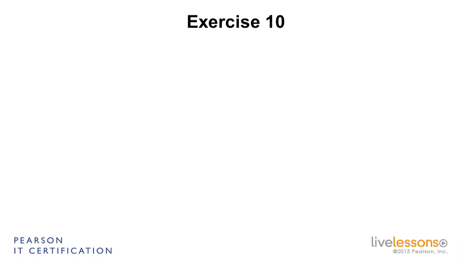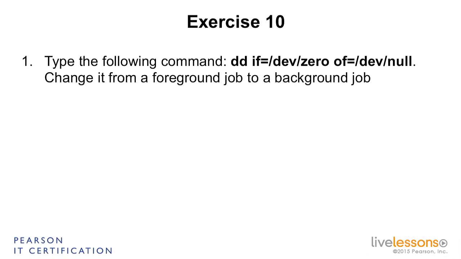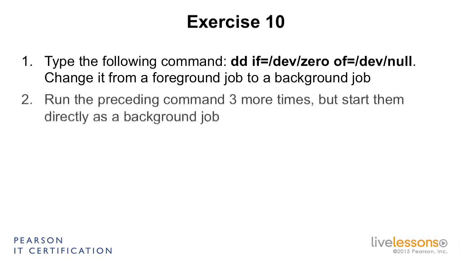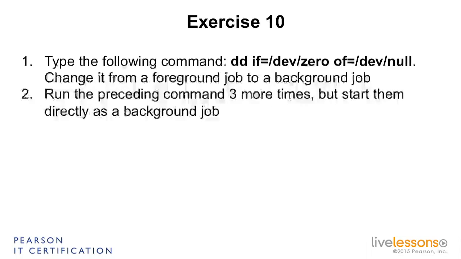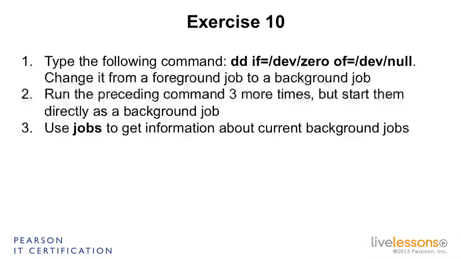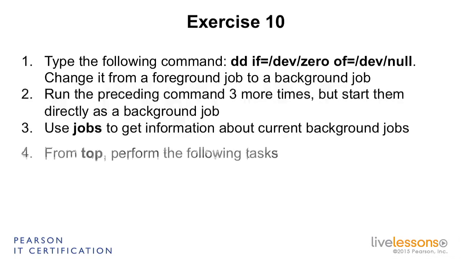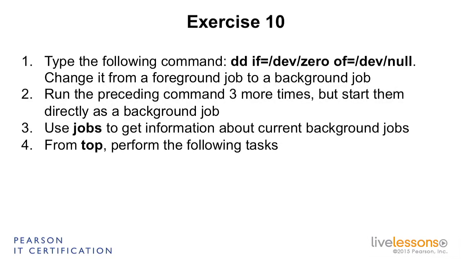So let's have a look at the exercise. I would like you to first type the command dd if=/dev/zero of=/dev/null. Change it from a foreground job to a background job. And then do that 3 more times, but start them directly as a background job. Once you've done that, you can use the jobs command to get information about current background jobs. And then you can start top to do some process management.